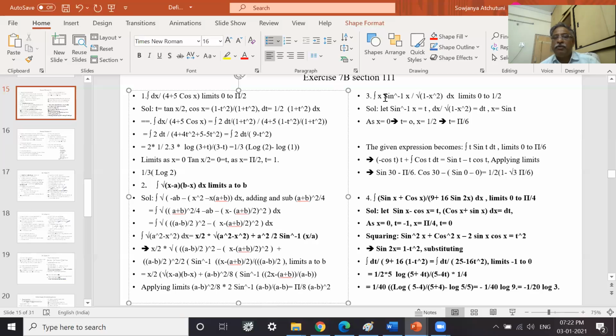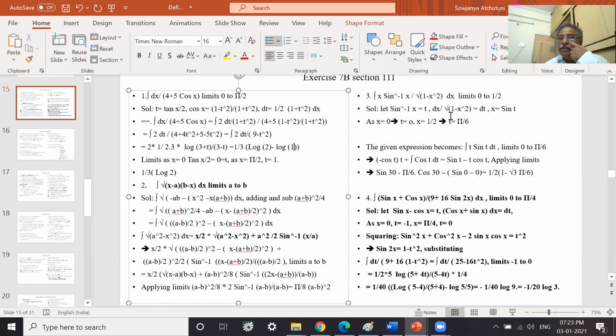Okay. Now let us see the third problem. Integral of x sine inverse x by square root of 1 minus x square dx, limits 0 to half. So we know the derivative of sine inverse x is 1 by square root of 1 minus x square. So I am putting sine inverse x as t. When I differentiate, 1 by square root of 1 minus x square dx is equal to dt. So automatically dx by square root of 1 minus x square is becoming dt. X is equal to sine t, since sine inverse x is equal to t.